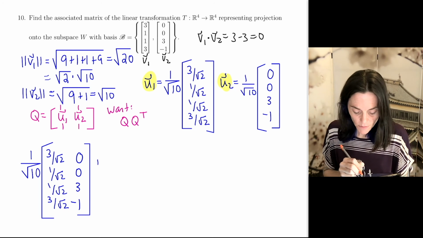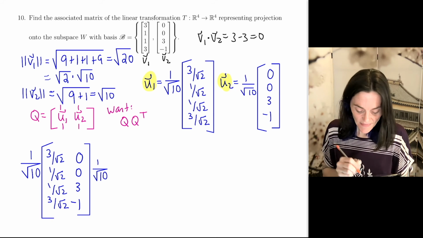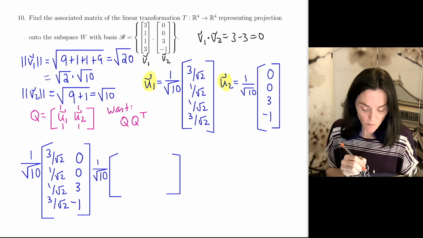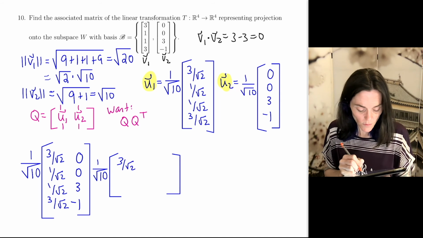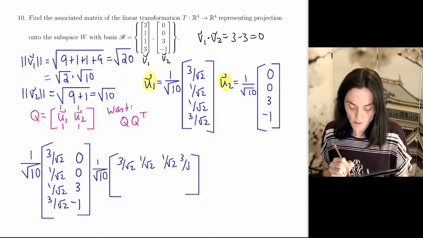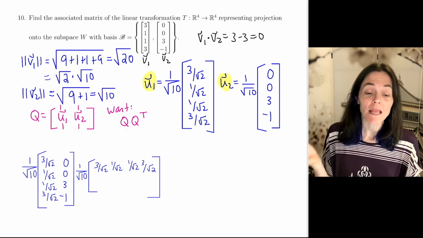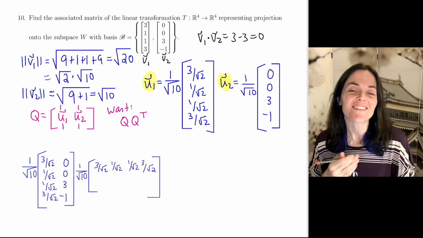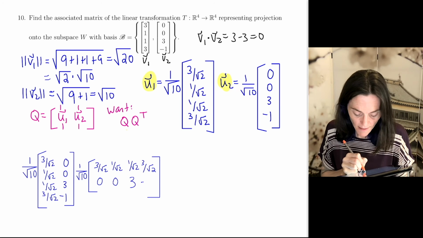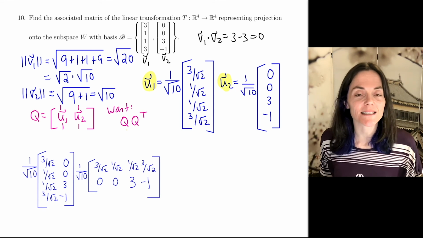Well, all I do, I still have the 1 over square root 10 out in front. And then the first column of Q becomes the first row of Q transpose. So this would be 3 over square root 2, 1 over square root 2, 1 over square root 2, and 3 over square root 2. Now, the second row of Q transpose, we use the second column of Q. So this would be 0, 0, 3, negative 1.